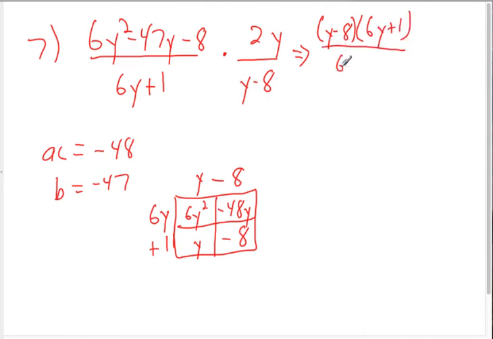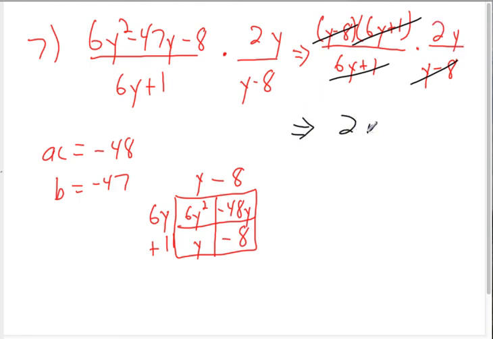The bottom left is not factorable. The top right is not factorable, and the bottom right is not factorable. Okay, so now we just look for commonality. Is there anything that looks like y minus 8? Yes, there is. Is there anything that looks like 6y plus 1? Yes, there is. And nothing left on the bottom, so our answer is just 2y. That's it. 2y over 1, which is 2y.